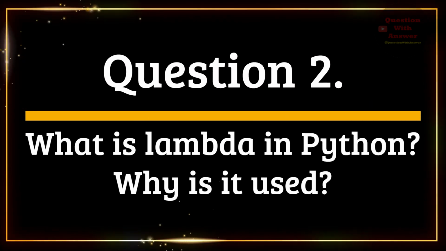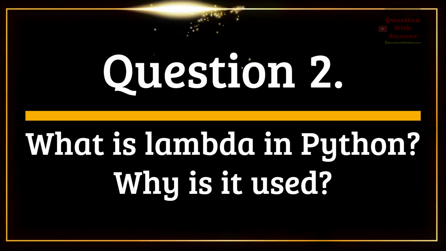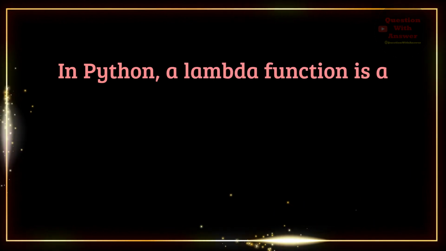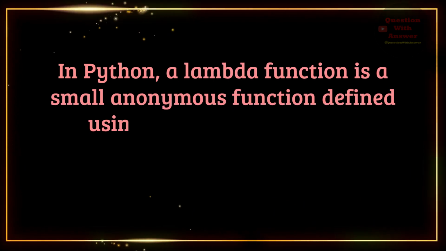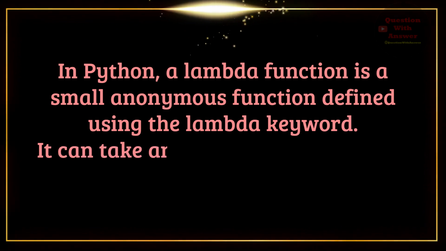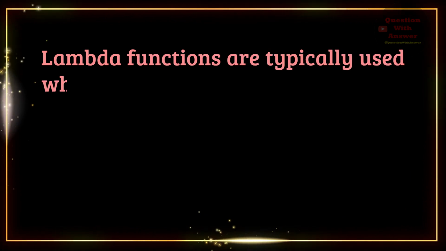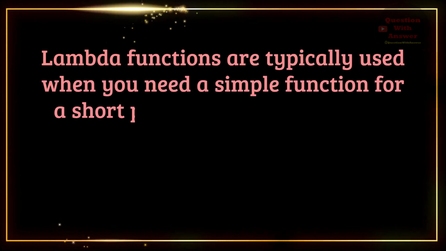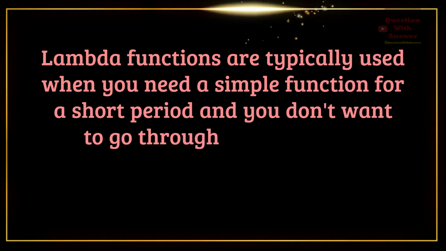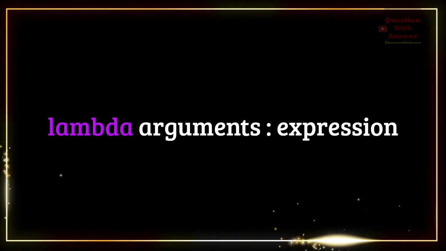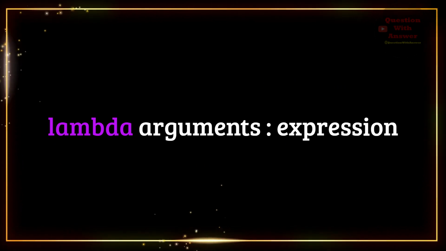Question 2. What is Lambda in Python? Why is it used? Answer. In Python, a Lambda function is a small anonymous function defined using the lambda keyword. It can take any number of arguments but can only have one expression. Lambda functions are typically used when you need a simple function for a short period and you don't want to go through the process of defining a formal function using the def keyword. Here's a basic syntax of a Lambda function.